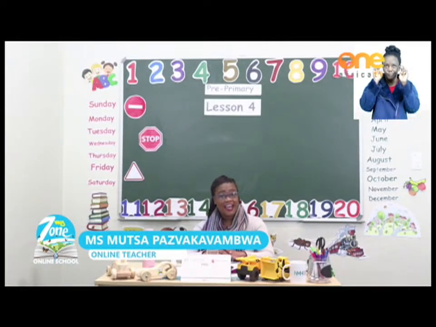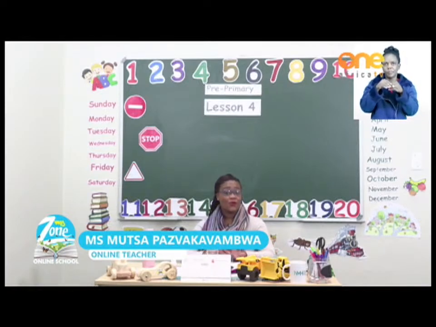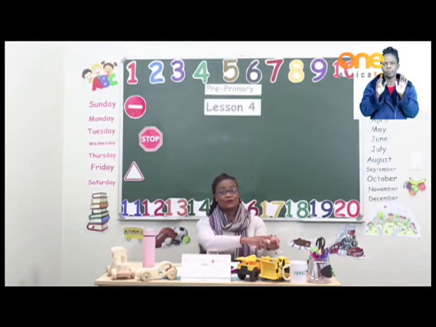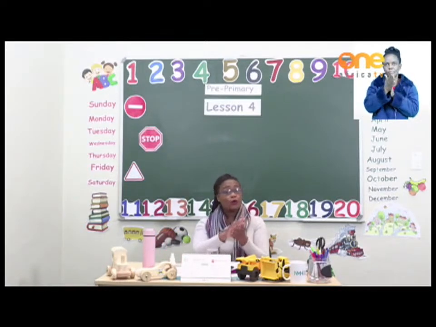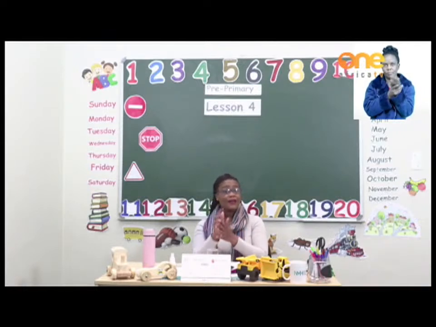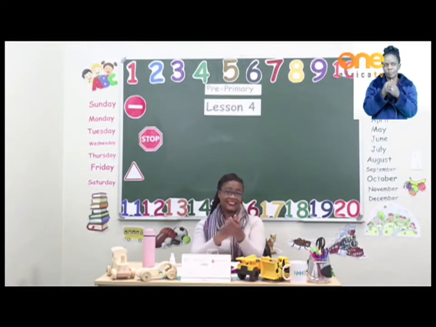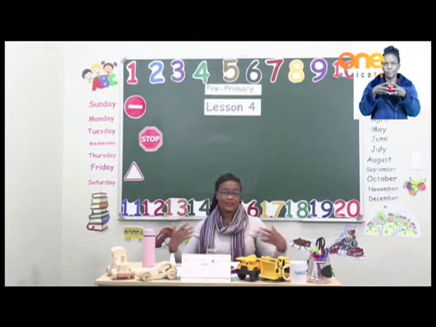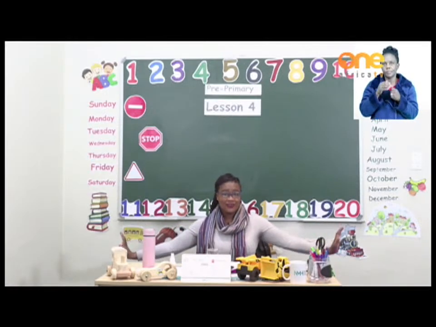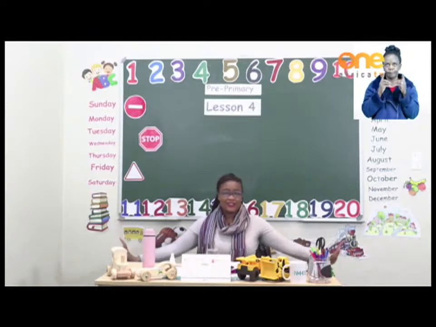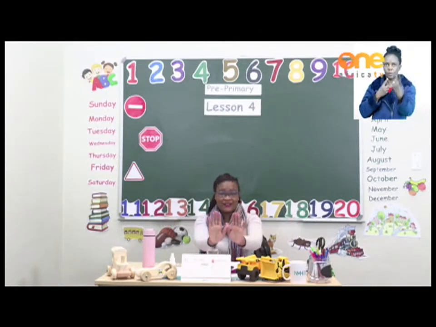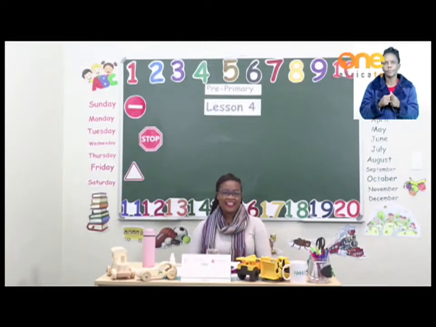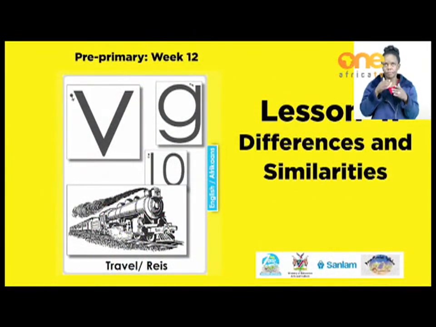Our theme this week has been travel. Before we get into this lesson, we must sanitize our hands. Remember, when we sanitize our hands, we are not only protecting ourselves, but we are protecting the people around us. We must make sure that our hands are dry before we touch anything else. It's also important to check your social distancing by using your hands to your side and in front of you. Well done. Our lesson today is differences and similarities.